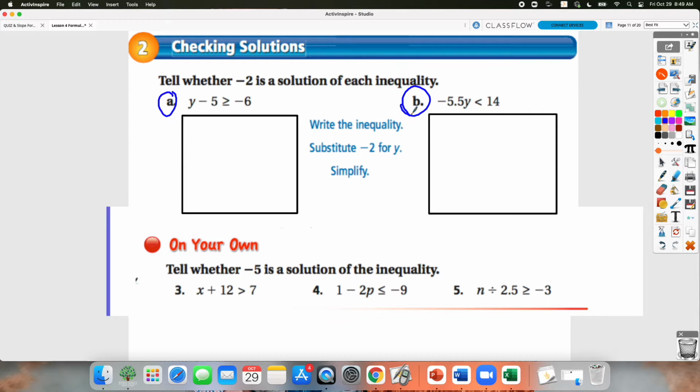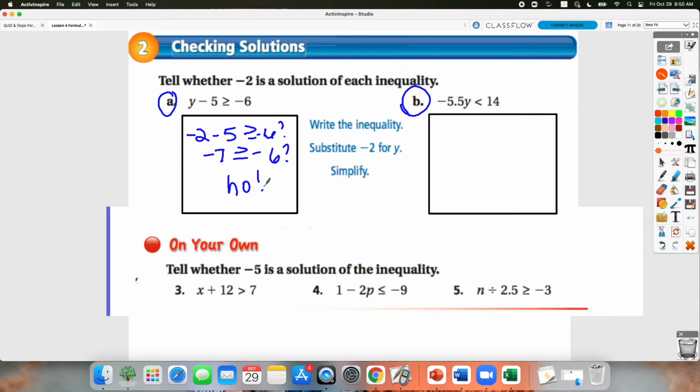So for A, y minus 5 is greater than or equal to negative 6. Sydney, do you think negative 2 would be a solution for that? No. Okay, why not, Sydney? Because when you do negative 2 minus 5, you get negative 7. Gotcha. So negative 7 wouldn't be greater than negative 6. It would be less than negative 6, right? So this would not be a solution.